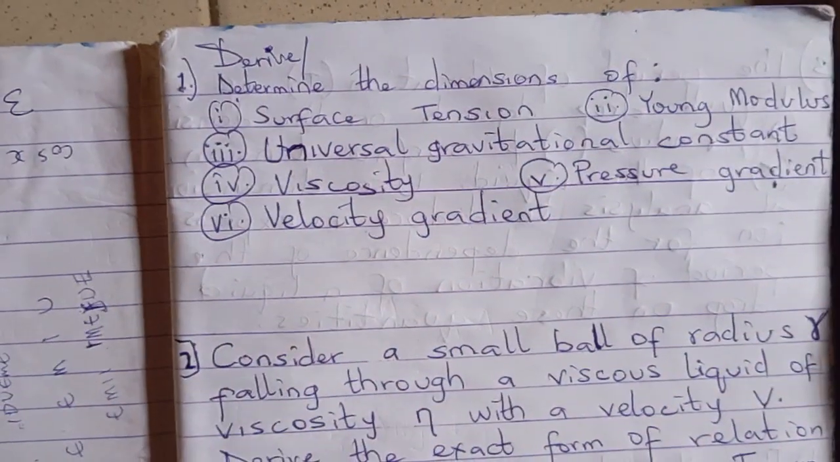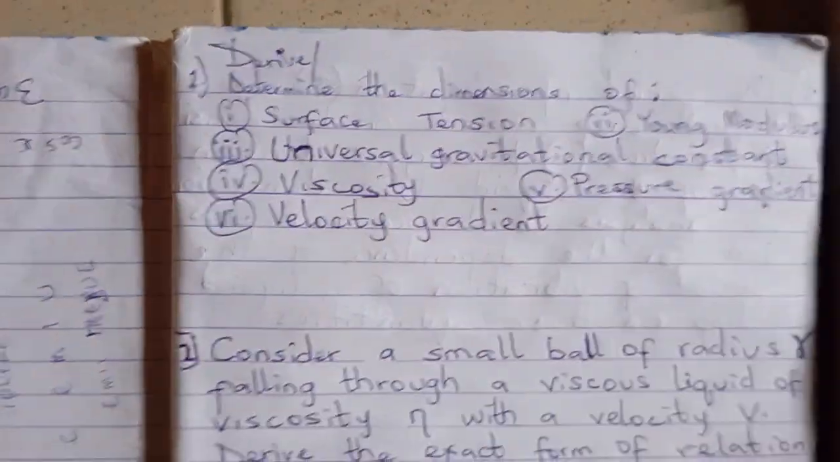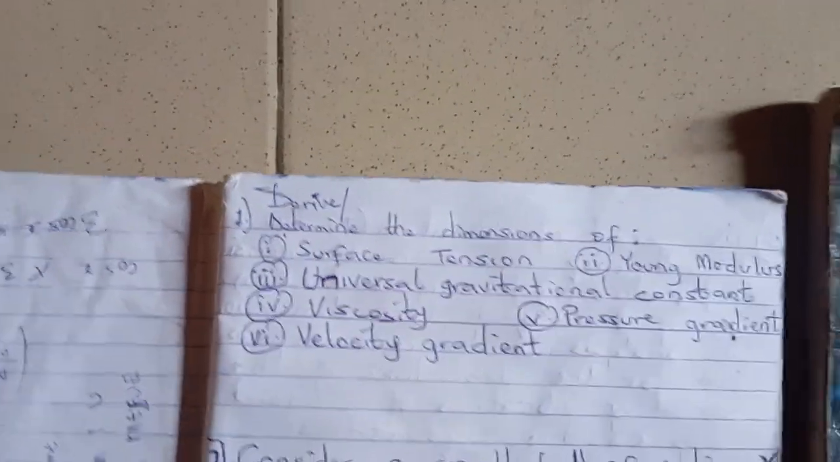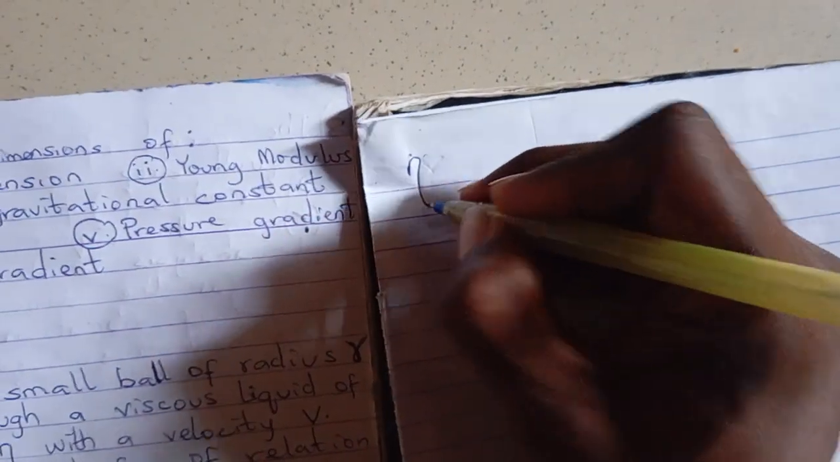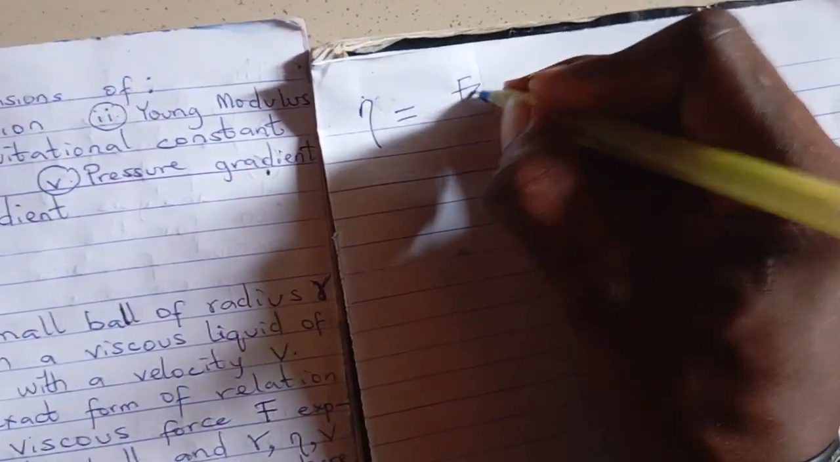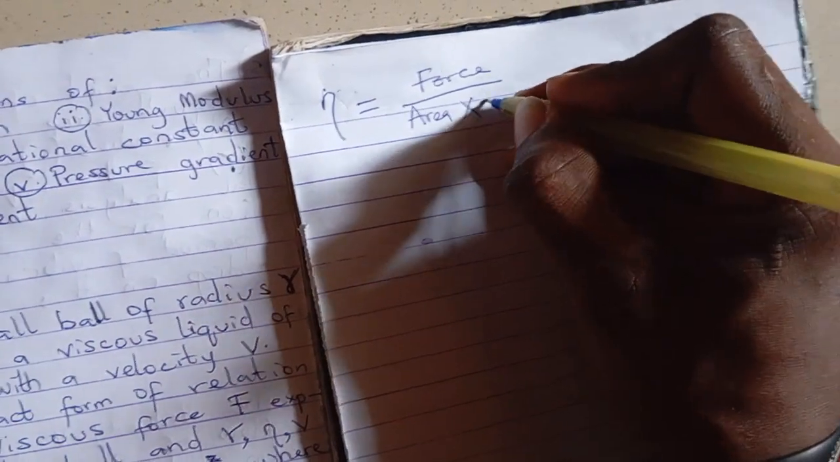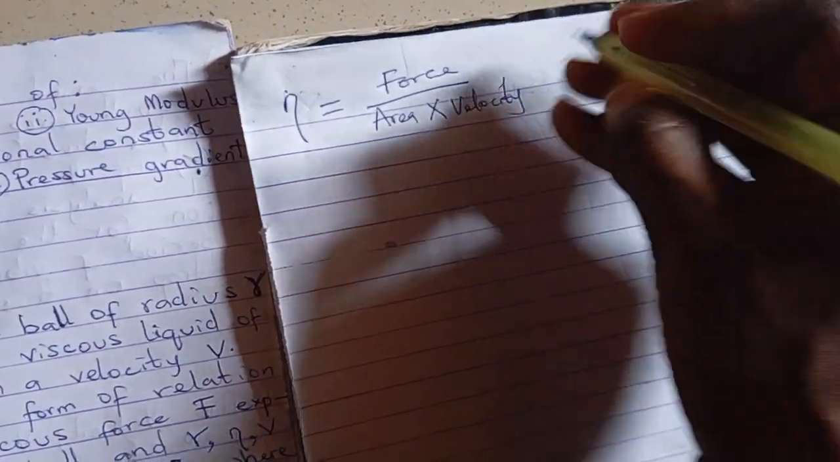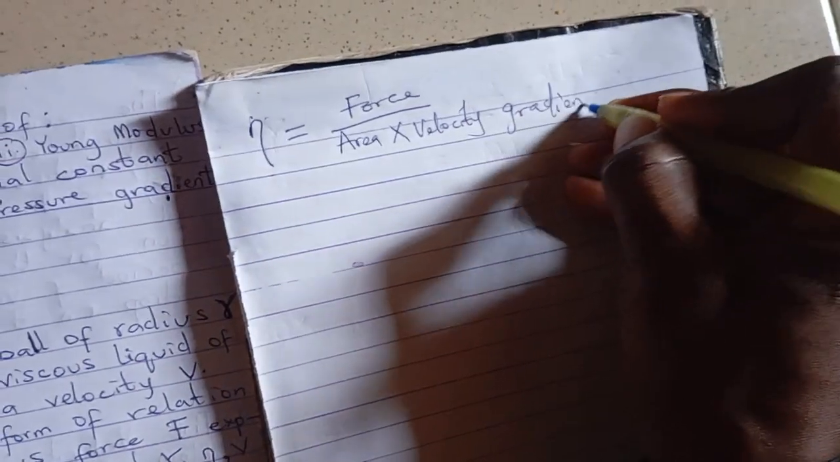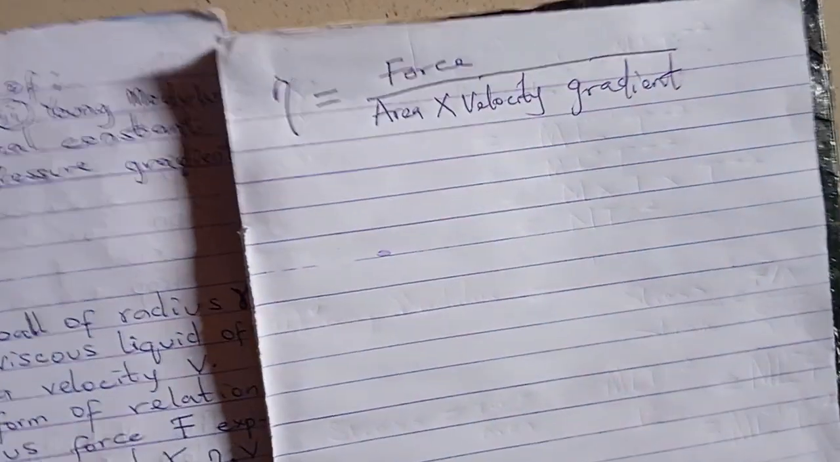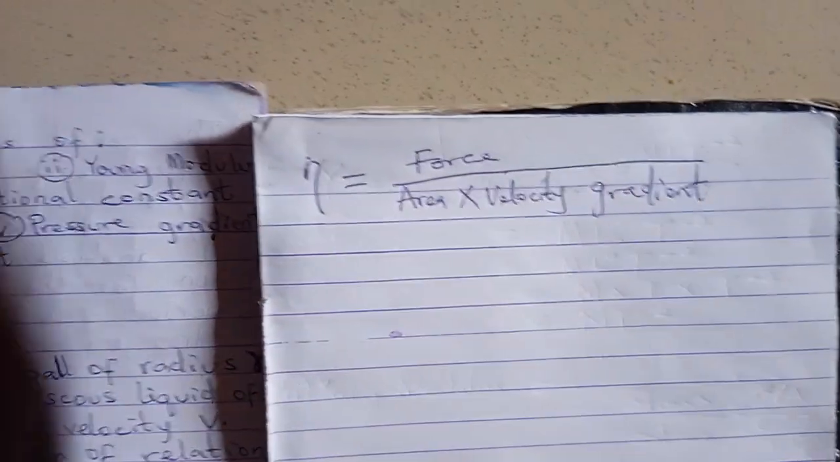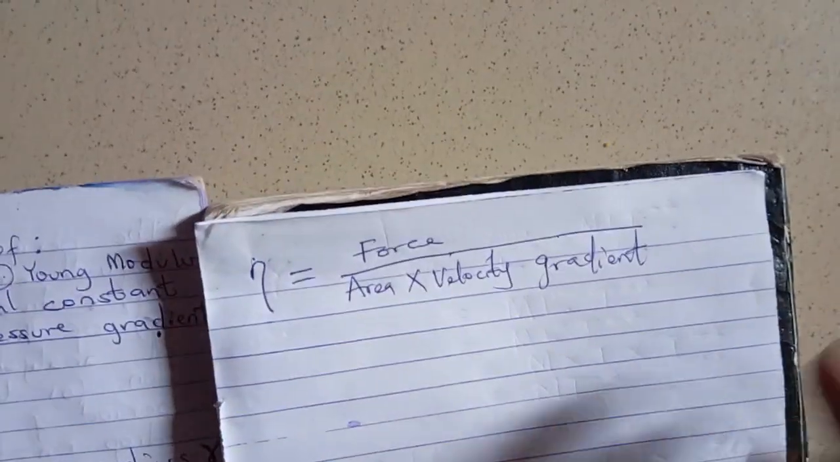Alright, so let's move to the fourth question. The question is talking about viscosity, and we know that viscosity is simply the ratio of force to the product of area and velocity gradient.